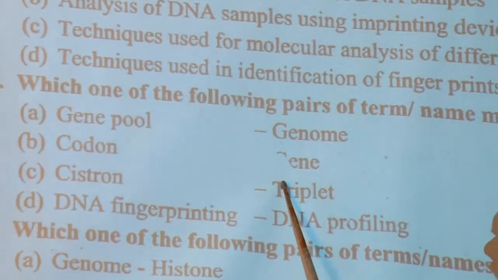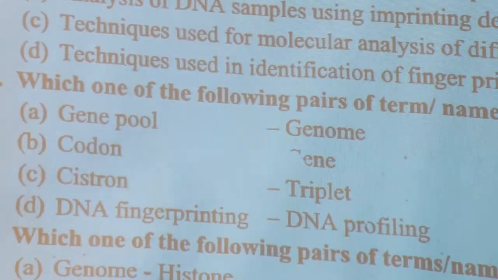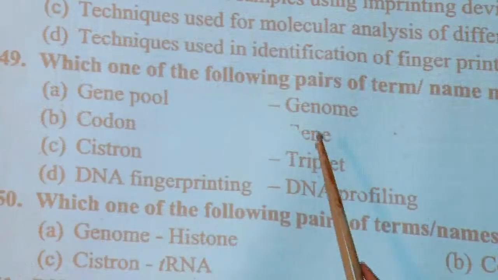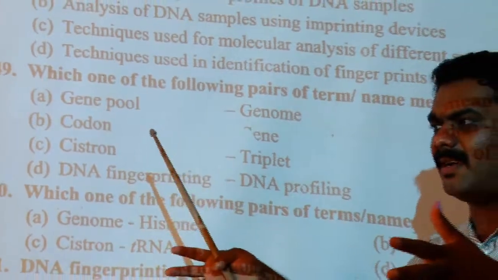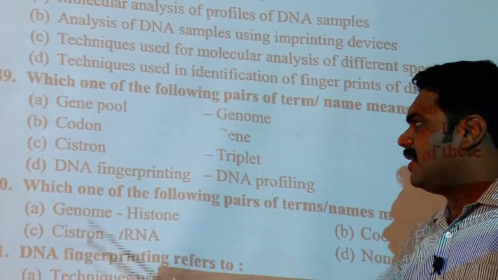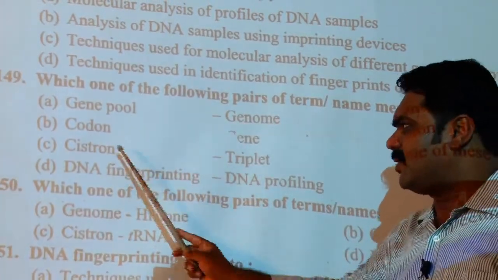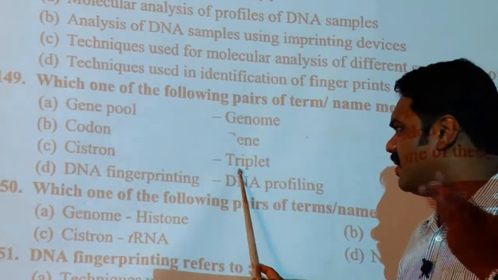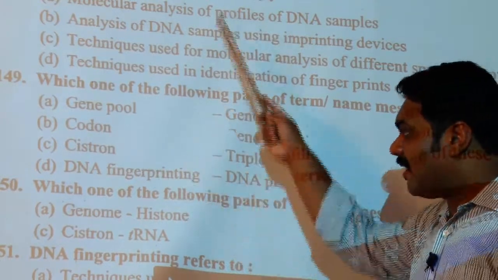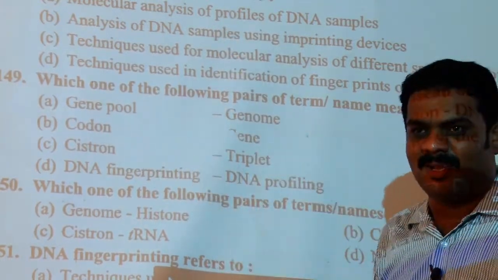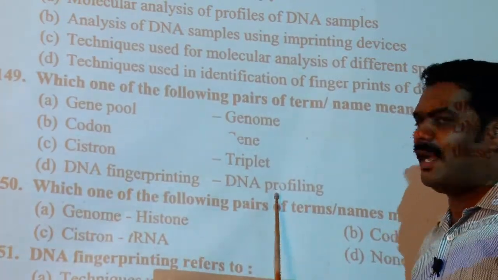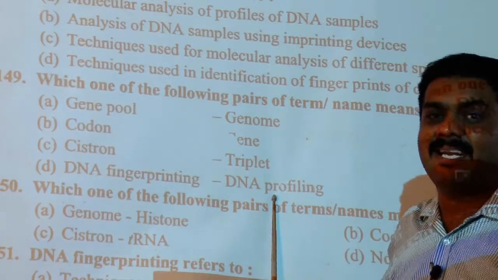Codon and gene. Is gene a codon? Codon is three nucleotides on mRNA. Gene is a structural element on the DNA having promoter and terminator between. That's a gene. No, this was not correct. Cistron is triplet? No, cistron is nothing but a gene. Triplet doesn't coincide with that. Again, you are blessed because whatever I deal with today, the answer is fingerprinting only. So nothing will be correct except the last, because DNA fingerprinting is also called DNA profiling, also called DNA typing. Next.